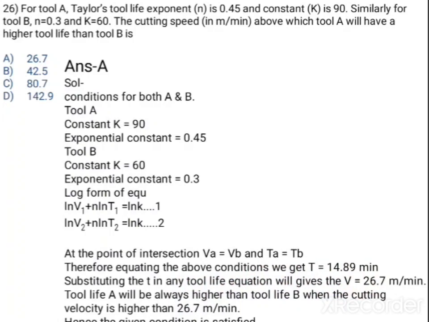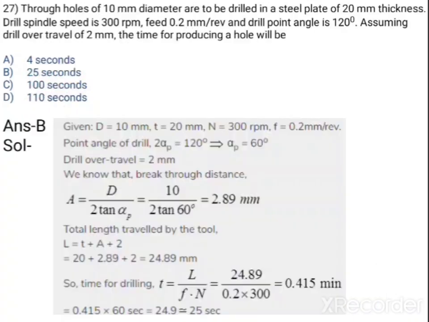So tool life A will always be higher than tool life B when your cutting velocity is higher than 26.7 meters per minute. So we can select option A, 26.7. Or otherwise, the second option is to just write down the expression V T raised to n is equal to constant and check all four options one by one. You will get that option A is correct, and this is the shortest and easiest method to save time. Otherwise you have to check all options to see which expression is correct.